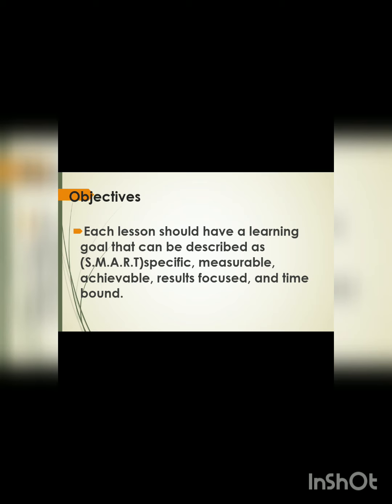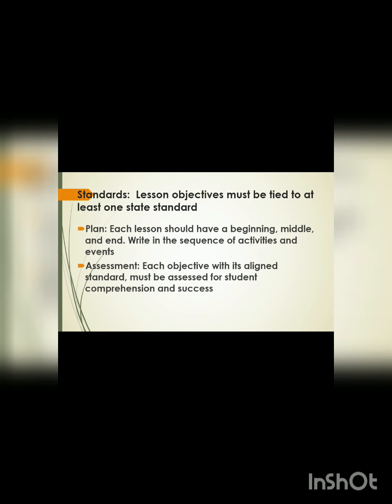Theme. For example, each lesson should have a learning goal that can be described as SMART, the smart technology we should use when putting the objectives. For example: specific, measurable, achievable, results-focused, and time-bound. Lesson objectives must be tied to at least one state standard. Plan. Each lesson should have a beginning, middle, and end. Write in the segments of activities and events.